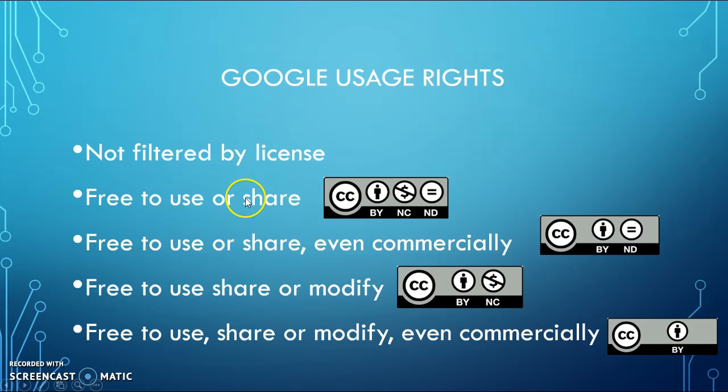A little tip that I've noticed is that if you have fewer words in your Google usage rights, you have more icons in your Creative Commons license. If you have more words in Google image search usage rights, then you have fewer icons in your Creative Commons license.